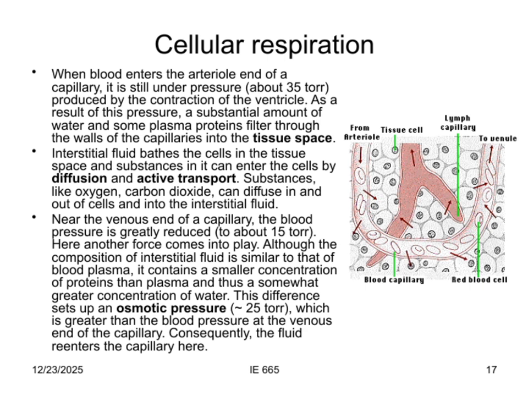Now, as blood moves toward the venous end of the capillary, the pressure drops significantly, down to about 15 torr. At this point, another force becomes important: osmotic pressure. While the interstitial fluid is similar in composition to blood plasma, it has fewer proteins, which means there's a slightly higher concentration of water there. This difference creates an osmotic pressure of roughly 25 torr, which actually exceeds the blood pressure at this end. As a result, this osmotic gradient causes fluid to re-enter the capillaries.